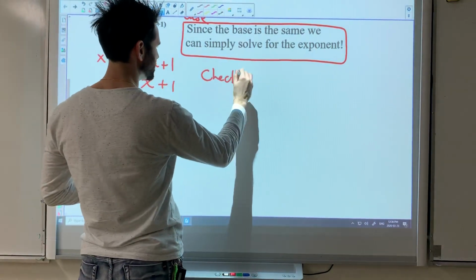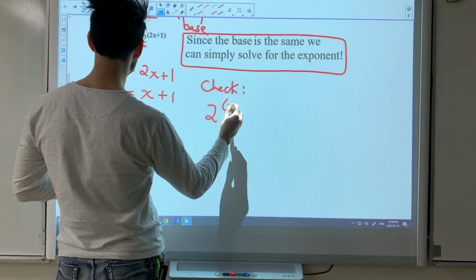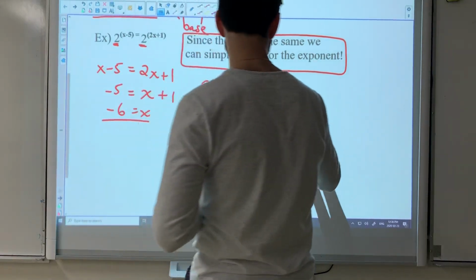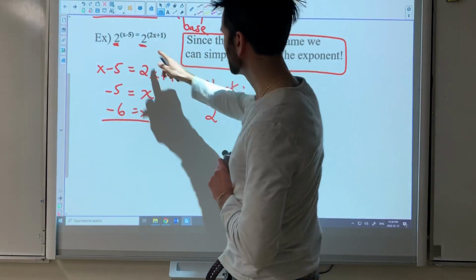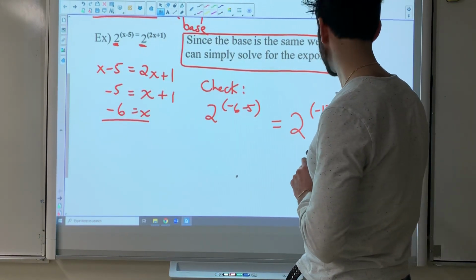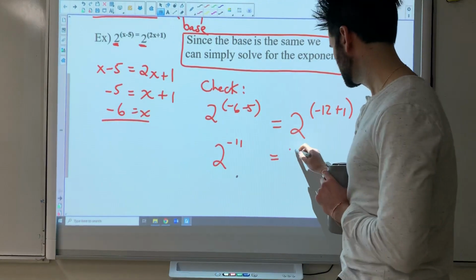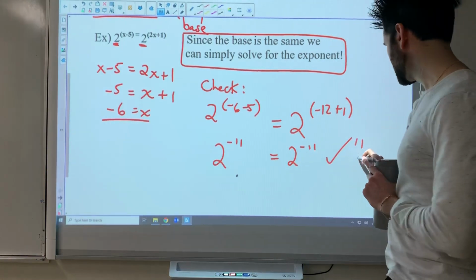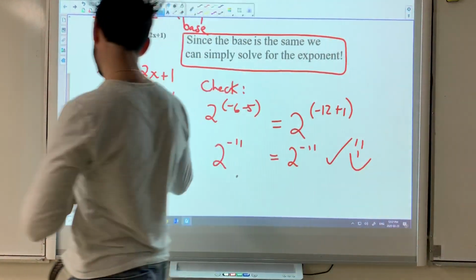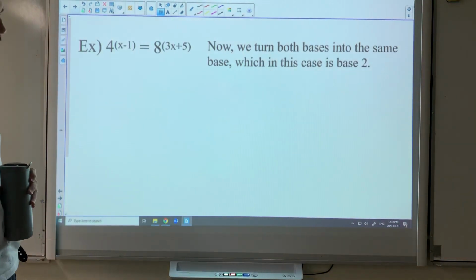And just for fun, let's check it. So if we go plug it in over here, we would get 2 to the power of negative 6, subtract 5, and that apparently is equal to 2 to the power of, let's see, 2 times negative 6 is negative 12, so negative 12 plus 1. So let's just quickly check. This would give us 2 to the negative 11. This would give us 2 to the negative 11. And everybody's happy because obviously those two things match. They're the same number. Okay, so we're not going to do the check every time, but you're always more than welcome to try.